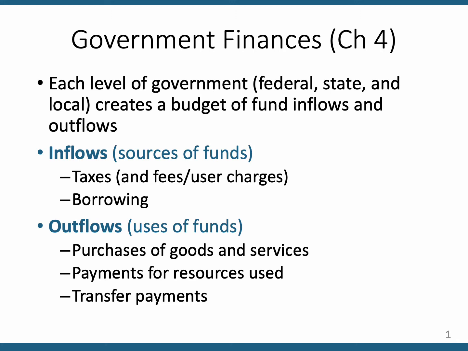Now you notice I didn't talk about borrowing. Borrowing is an inflow of money in any year where there is a budget deficit. A budget deficit is when the outflows are greater than the inflows. Our federal government has a budget deficit almost every year, and so they must borrow the money, which becomes the inflow that balances the budget. And we'll talk about how that works when we get to fiscal policy.